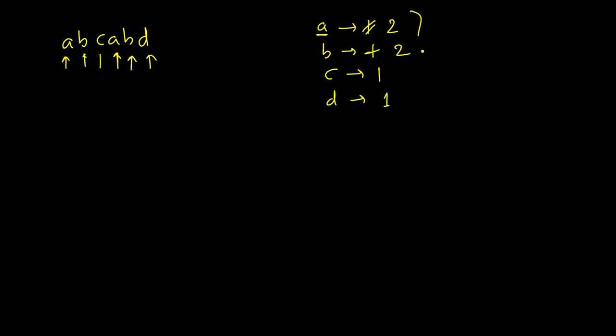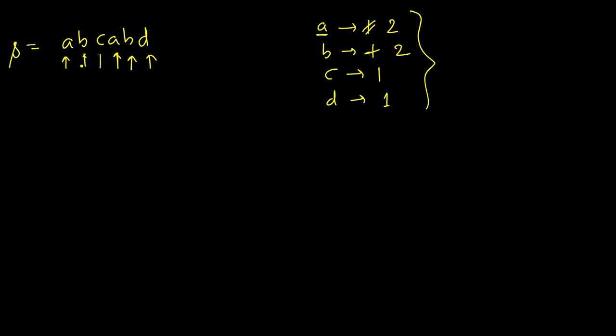A, B, C, A, B, D. Let's say this is the string. The first character is A, and its count is 1. Then you come here, next is B. B does not yet have a count, so we make it 1. Then we have C, the count of C becomes 1. Then we have A, but A has already occurred once, so now its count is 2. Now we go to B, so its count becomes 2. And then D, which has a count of 1.